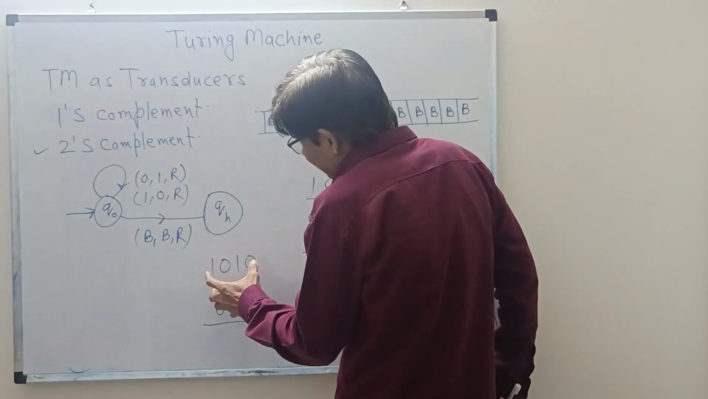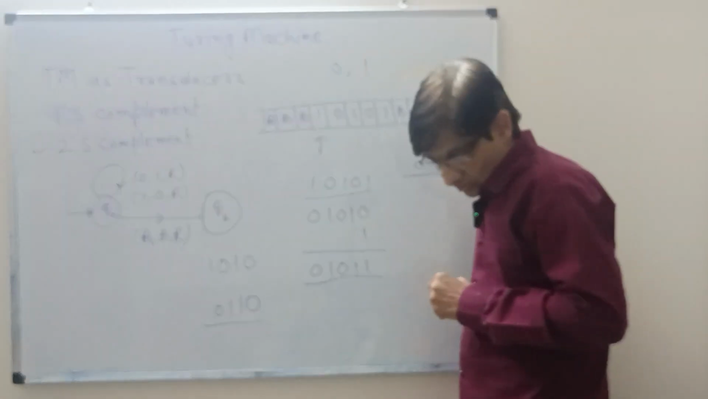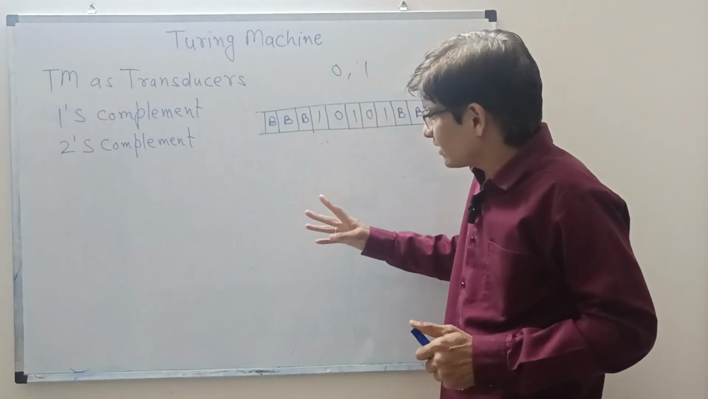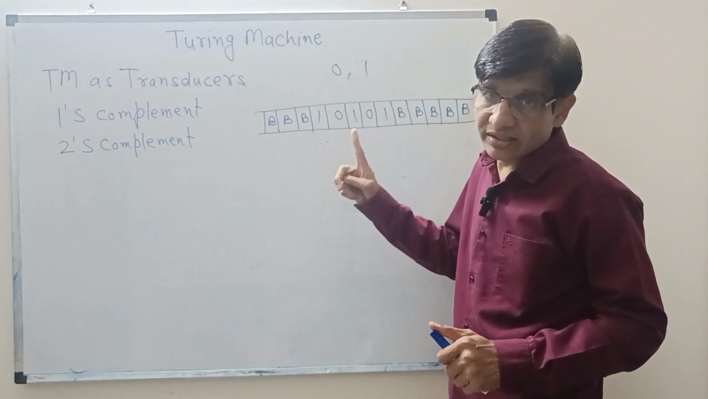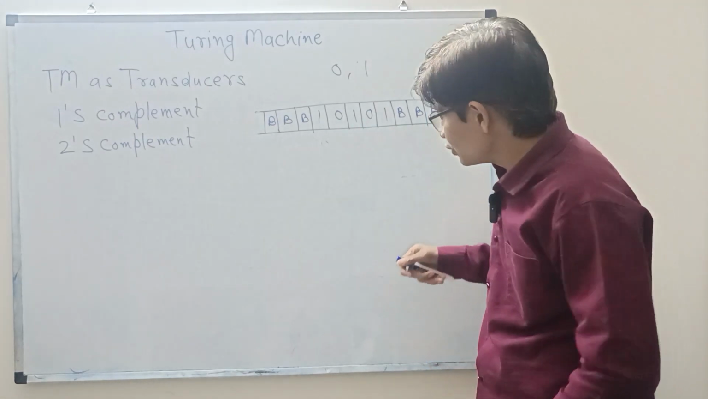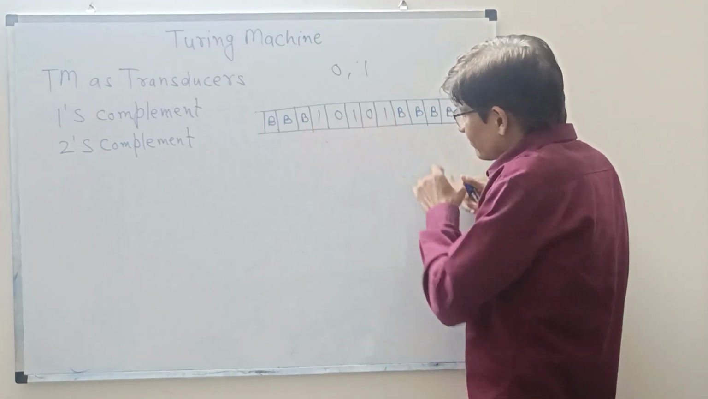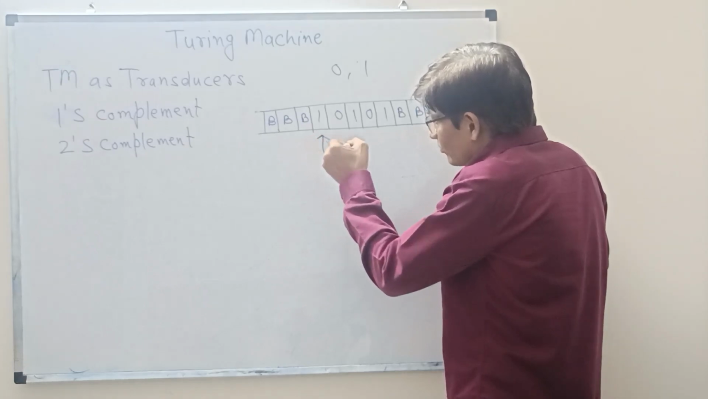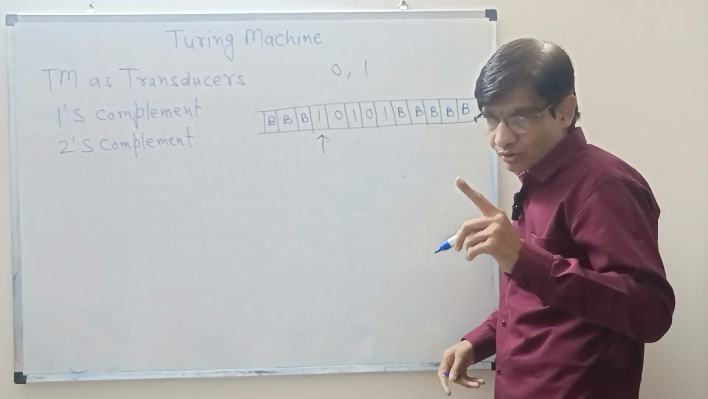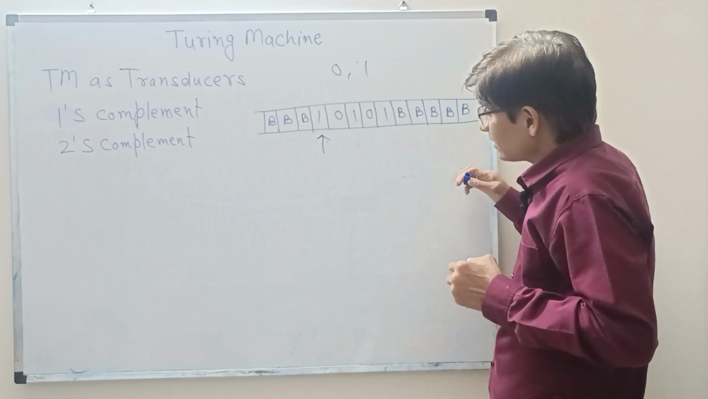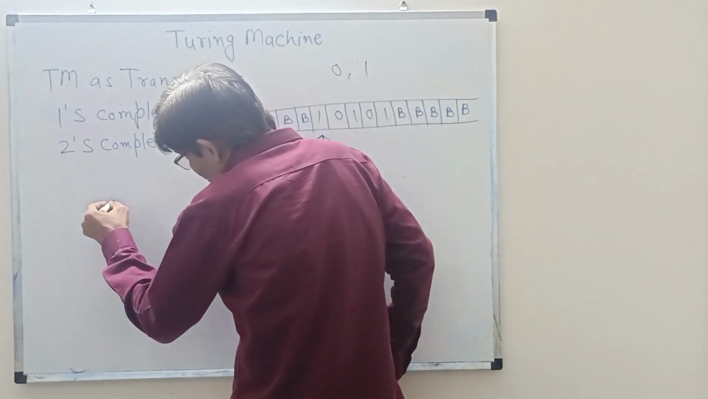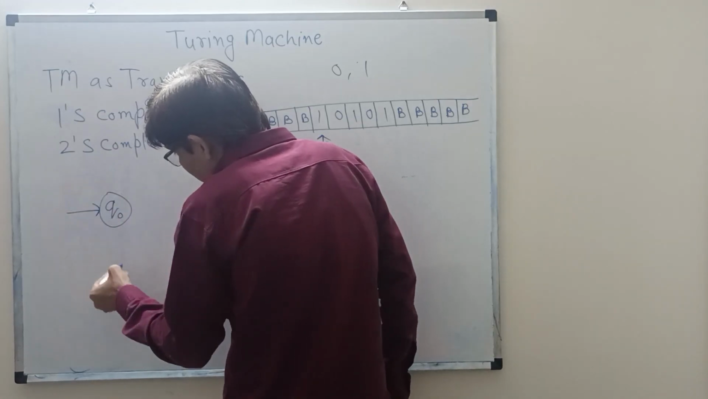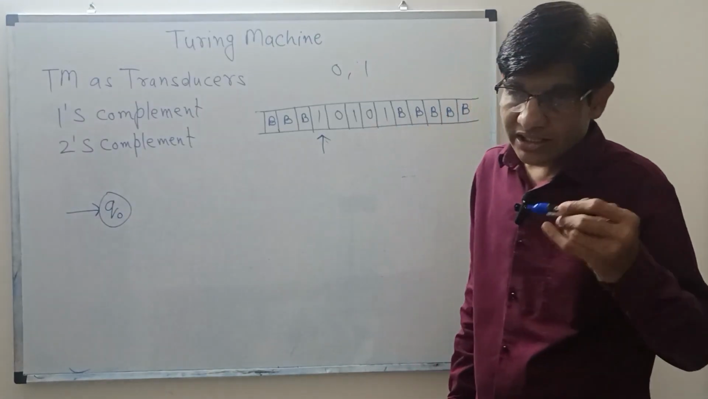Now I will create the transition diagram for this Turing machine. So friends, now we will start creating the transition diagram for the Turing machine that calculates the 2's complement of a given binary number. So suppose this is your given binary number, which is 10101. So your head will point to the first symbol of this input string. Then you are on Q0 at the beginning of your process. So this would be your starting state or initial state.